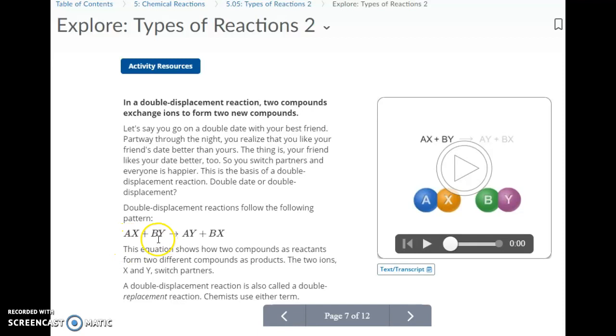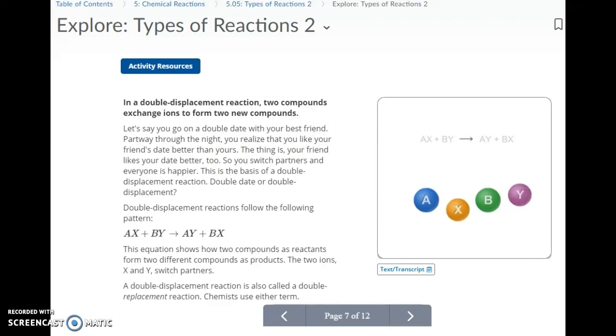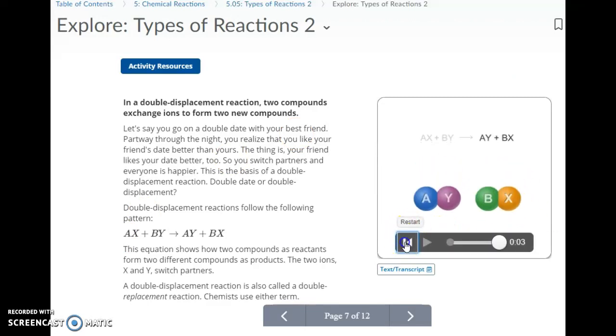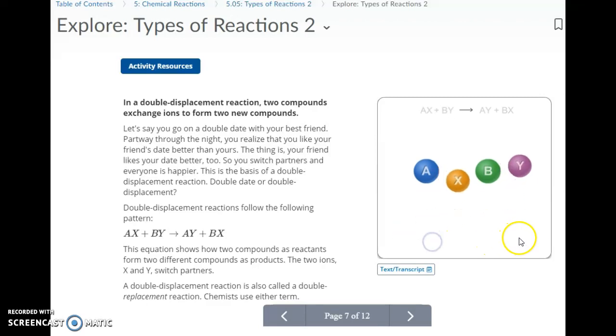Because they are both the cation, and you have to write the positive ion first. This equation shows how two compounds as reactants form two different compounds as products. The two ions, X and Y, switch partners. A double displacement reaction is also called a double replacement reaction. Chemists use both terms. So, bada boom, bada bing, they change partners.